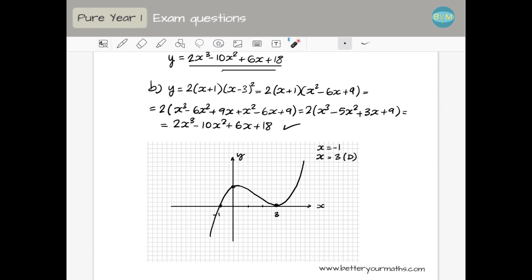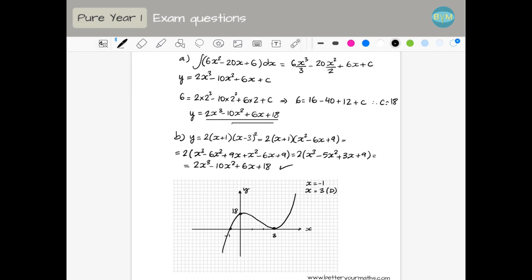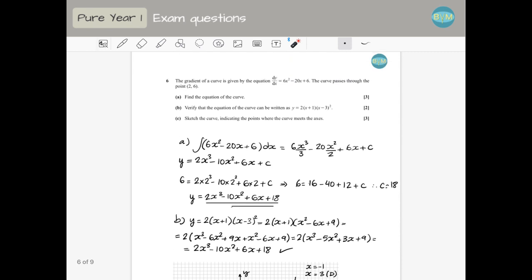Don't forget, the y-intercept of this graph is when x is 0, so it's 18. So this point of intersection is 18. And that's all, that's the sketch of the graph. They are going to give you the marks for the shape and for the points of intersection. That's all for this question.